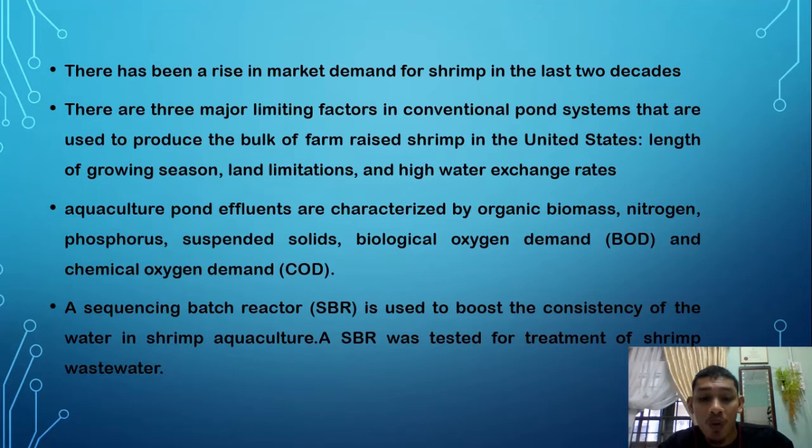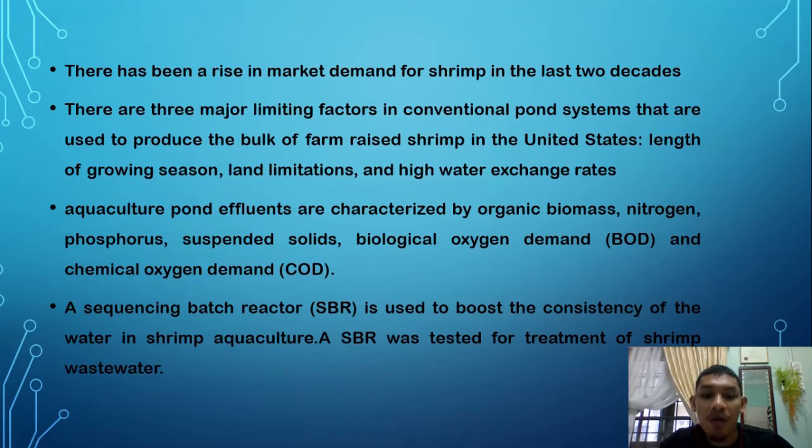This deficit has grown primarily due to a strong domestic economy in the United States, leading to a rise in both sale growth and shrimp demand at home. There are 3 major limiting factors in the conventional pond system, which is used to produce the bulk of farm-raised shrimp in the United States. That is, first, length of growing seasons, second, land limitation, and third, high water exchange rates.